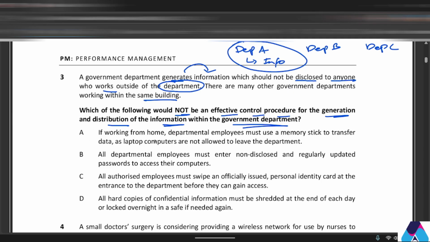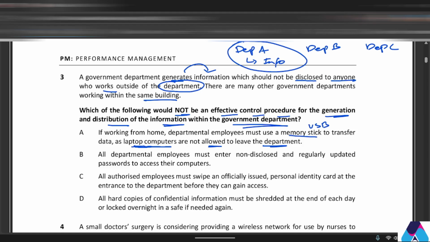It says, if working from home, department employees must use a memory stick to transfer data. Now, a memory stick is basically what we call a USB, right? So they're saying that if the employees are working from home, they should carry the information through a USB, which they can later use to transfer data into their laptops. But they're also saying that laptops and computers that belong to that department should not be allowed to leave the department. So you cannot take your laptop with you, but they're allowing you to transfer the data into a USB and take that USB with you, right?